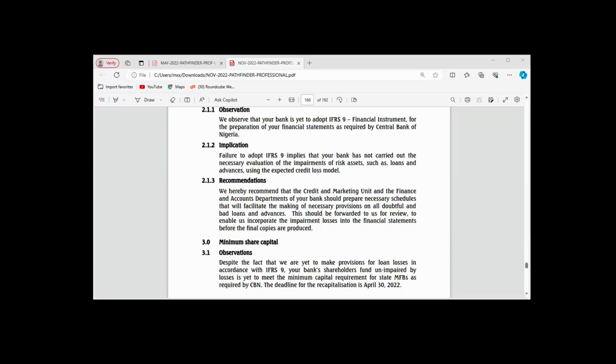So this will go a long way in enhancing good decision making by the management. Okay, so that's it for IFRS 9, impairment of financial assets. So I'm going to switch to IFRS S1 and S2. I'll share an article with you.